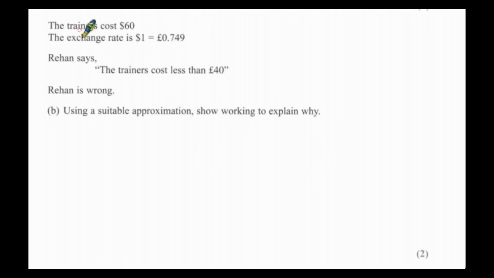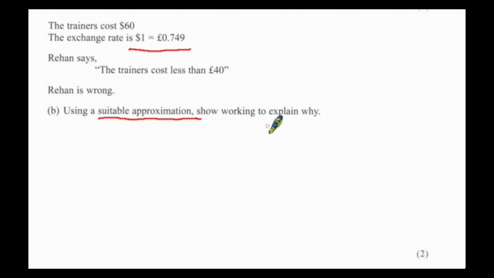The trainers cost $60. We already know that. We're now given an exchange rate. $1 equals 0.749 pounds. Now Rayhan is saying the trainers cost less than £40. It tells us that Rayhan is wrong, and we need to work out why using suitable approximation.